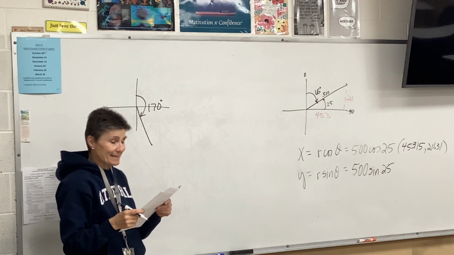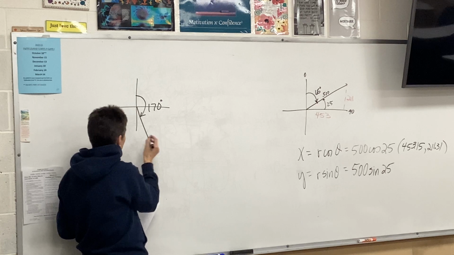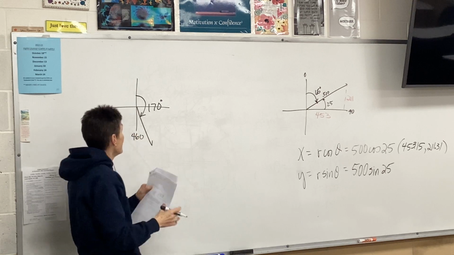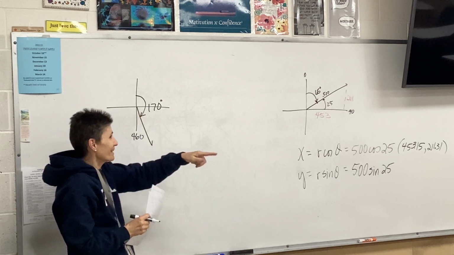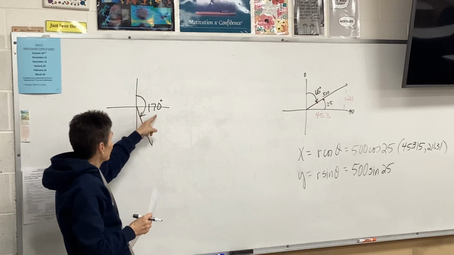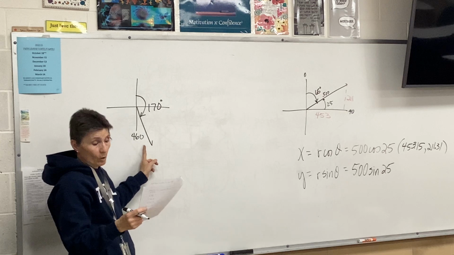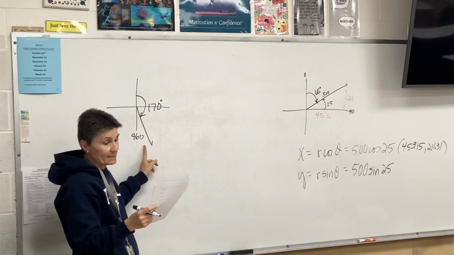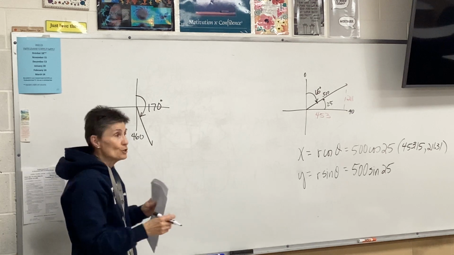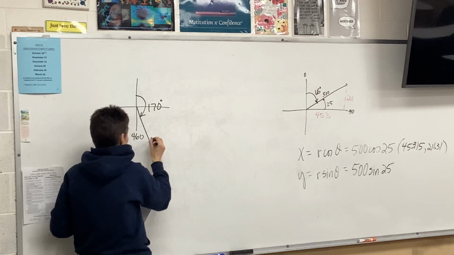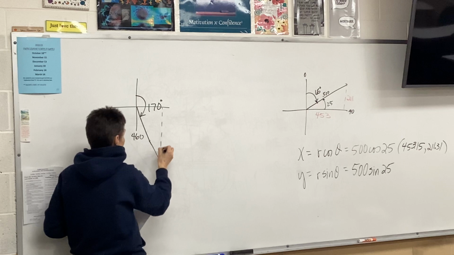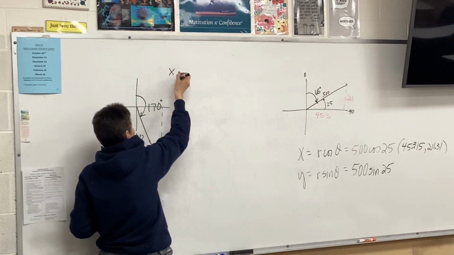At 460 miles an hour. So the magnitude is 460. So he's flying on a bearing of 170. Flying on a bearing of 170 at a speed of 460 miles an hour. Your job is to find the components of the velocity vector, okay? So basically we want x and y.